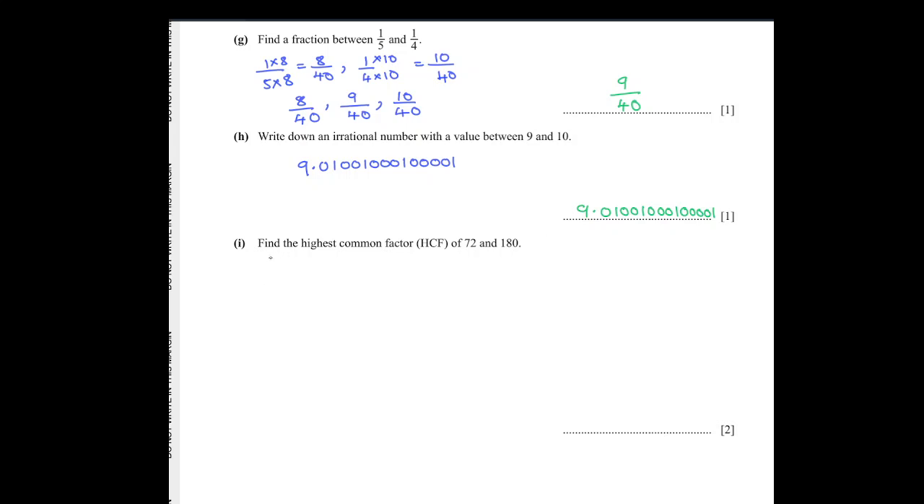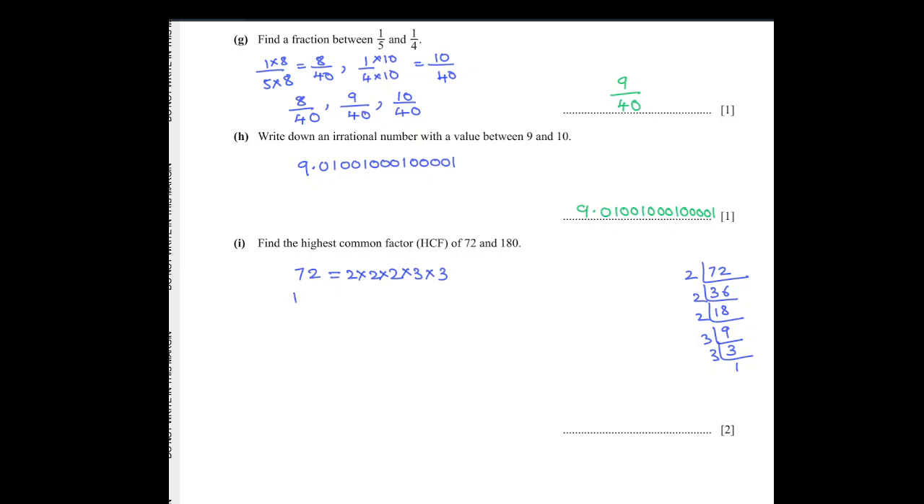Question number I. Find the highest common factor of 72 and 180. So find out the factors of 72 first. Find the factors using the prime factorization. 2 3s are 6, 2 6s are 12, 2 1s are 2, 2 8s are 16, 2 9s are 18, 3 3s are 9, 3 1s are 3. So this is 2 into 2 into 2 into 3 into 3.